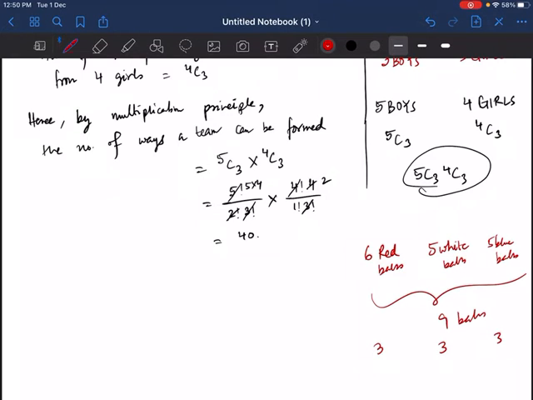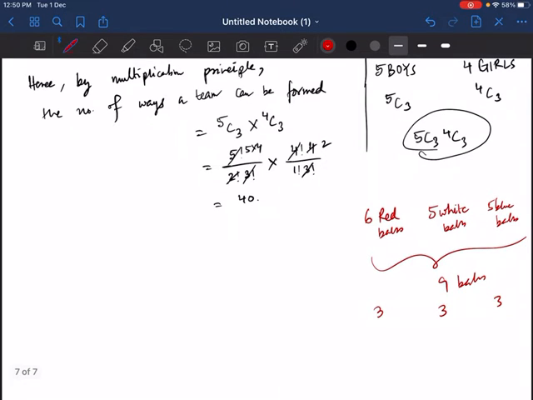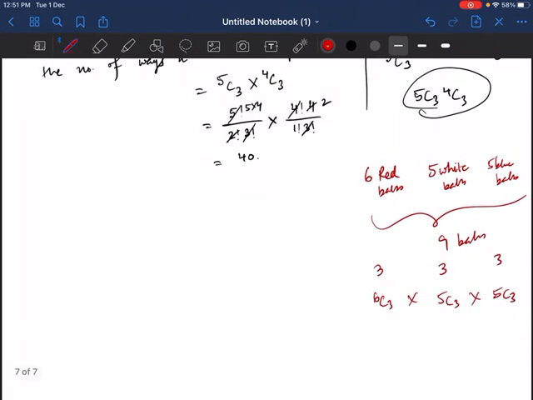So I have to select 3 red balls. What will it be? It will be 6C3. Then I have to select 3 white balls, which will be 5C3. Then I have to select 3 blue balls, which will also be 5C3. Therefore, the required number of ways will be, by the multiplication principle, 6C3 into 5C3 into 5C3. So please write this down and complete the homework.